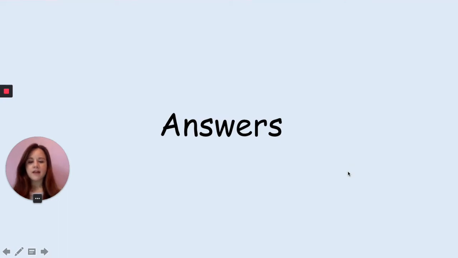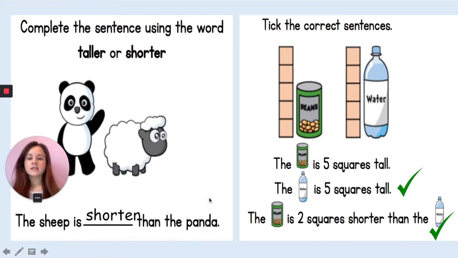And now that you've finished, here are your answers. Only carry on the video if you have finished with the quiz because you will see the answers. Question number 1. The answer is the sheep is shorter than the panda. So we can see that the sheep is short and the panda is taller. So the answer is the sheep is shorter than the panda. Well done if you got that correct.